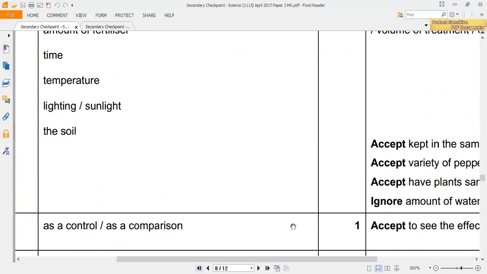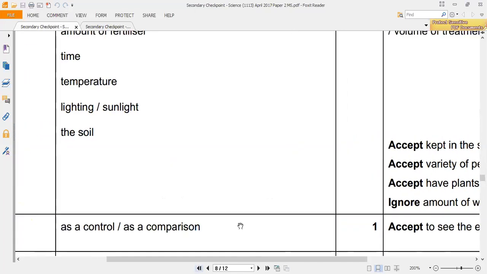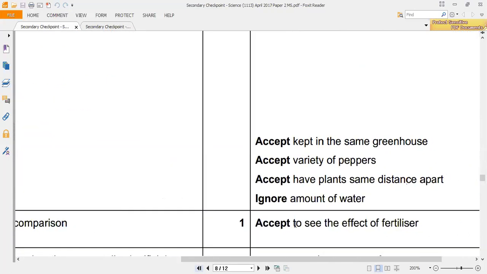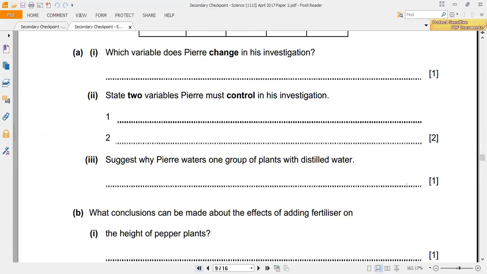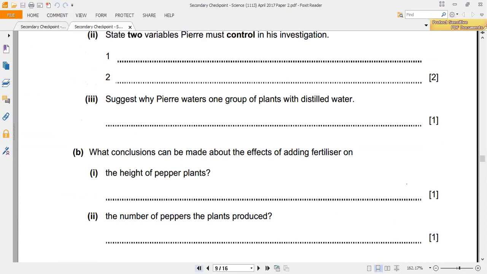What is the meaning of control? Control is an experiment that has the lack of the independent variable. It doesn't have anything. Why? In order to prove the importance of the variable itself, or the thing that we are studying, or the thing that we are measuring. Okay, so if you mention it can be used as a control, it will be accepted. For better comparison will also be accepted. To see the effect of fertilizers will also be accepted. All of those, because the effect of fertilizers is the independent variable.